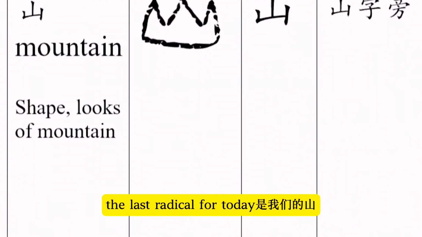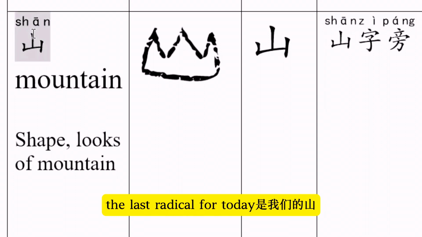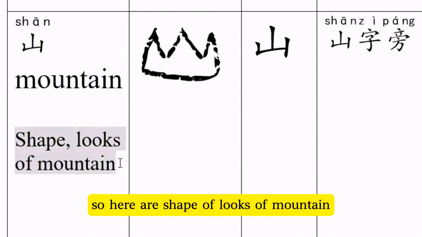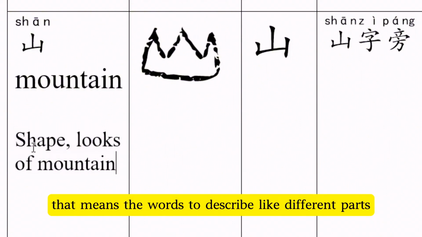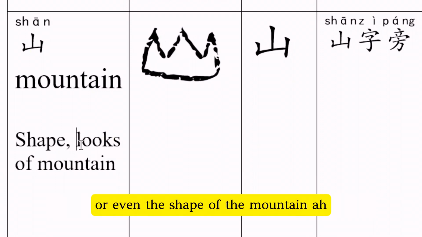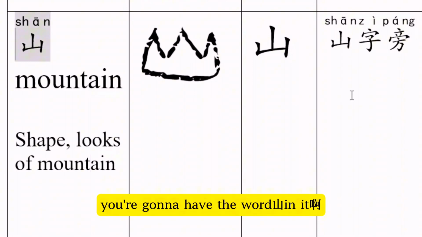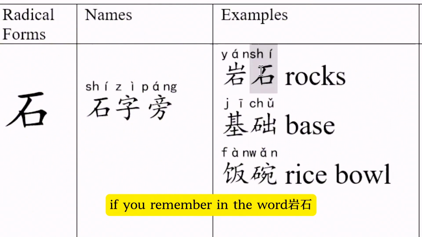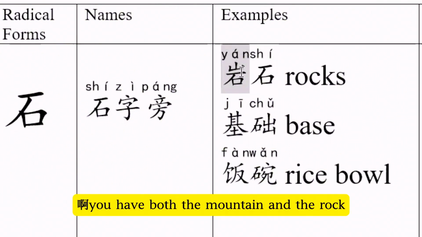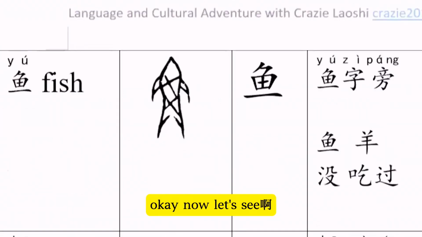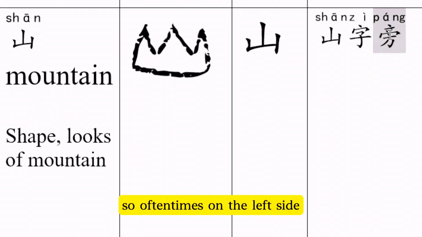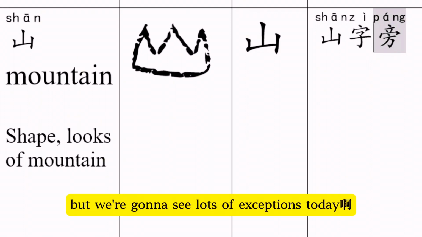The last radical for today is 山, mountain. Here, the shape or looks of a mountain means the words that describe different parts of the mountain, or even the shape of the mountain, are going to have the word 山 in them. If you remember, in the word 岩石 you have both the mountain and the rock. Now let's see 山, we will call it 山字旁. Oftentimes it's on the left side, but we're going to see lots of exceptions today.